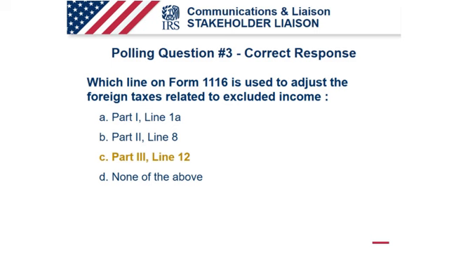Yeah, obviously, as you show on the slide, the answer is line 12. And we did discuss this in one of the slides previously that when you're adjusting for the foreign taxes related to the Section 911 excluded income, the foreign taxes that are being reduced related to the exclusion should be on line 12, Part 3. And that's what that line is there for. So hopefully that clarifies a little bit.